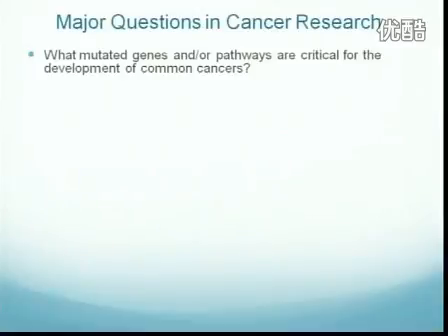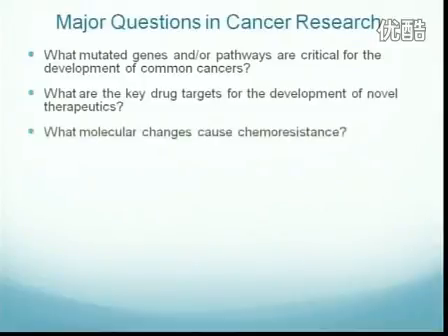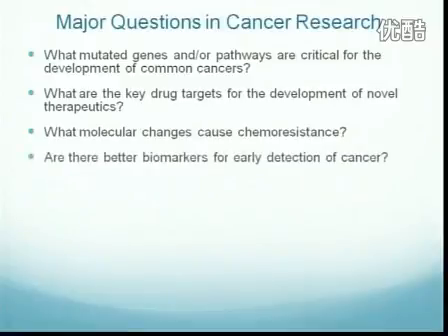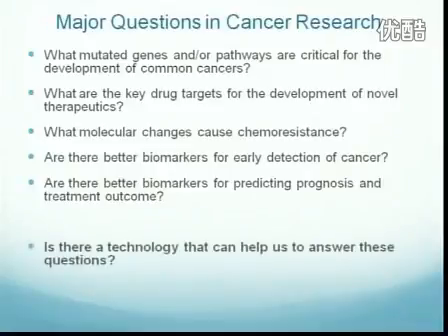So I think some major questions in cancer research are: one, what mutated genes or pathways are critical for the development of common cancers? What are the key drug targets for the development of novel therapeutics? What molecular changes cause the chemoresistance that I mentioned in the first slide? Are there better biomarkers for early detection of cancer? Are there better biomarkers for predicting the prognosis of these patients and their treatment outcomes?